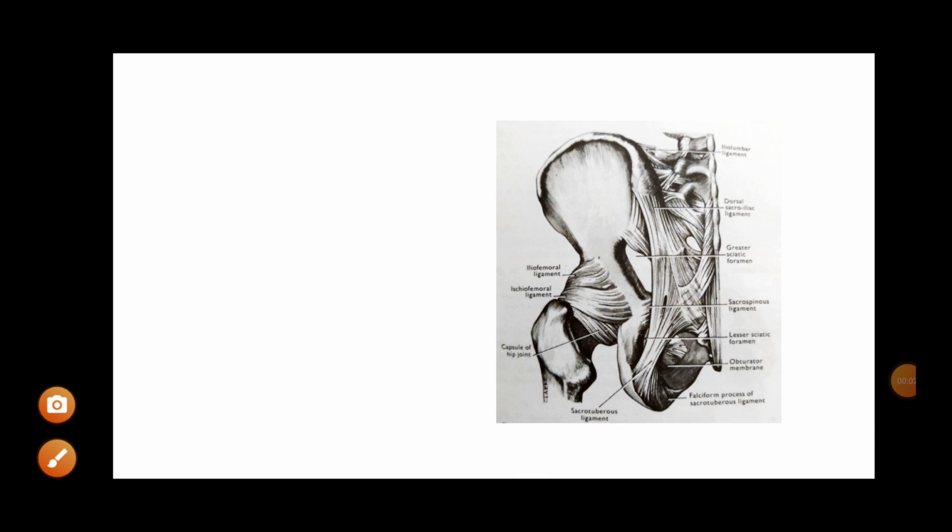So that's all about the sacrotuberous and sacrospinous ligaments and the greater and lesser sciatic foramen.